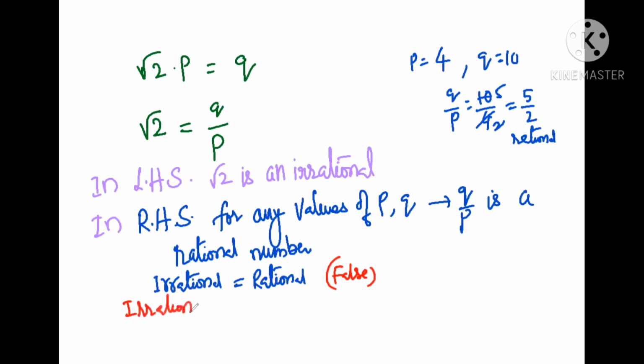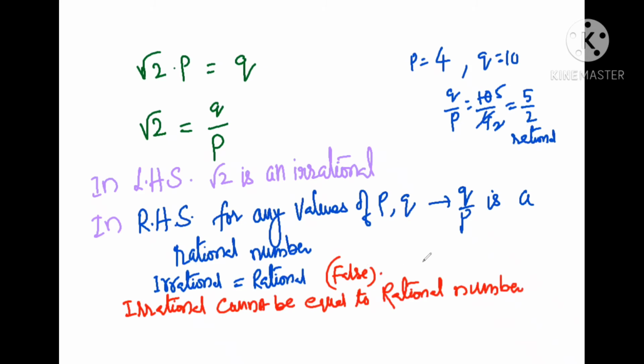Irrational can't be equal to rational number. Here irrational is equal to rational. We reached here a contradiction. This is a contradiction. This is a contradiction to our assumption.